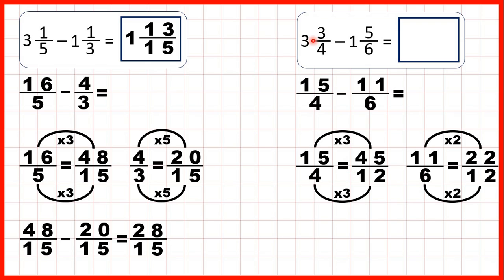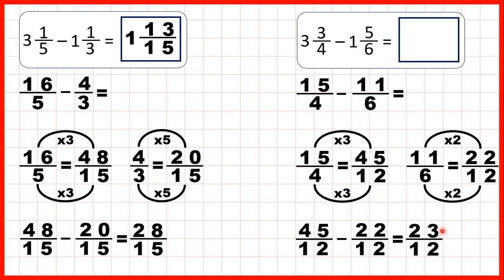Instead of 3 and 3/4 or 15/4, we can write 45/12, because that's equivalent to 15/4, and 15/4 is 3 and 3/4 as an improper fraction. Now, instead of subtracting 1 and 5/6 or 11/6, we can subtract 22/12, because that's equivalent. So now we have our common denominator, so that stays the same, and 45 minus 22 is 23. So as an improper fraction, our answer is 23 over 12.